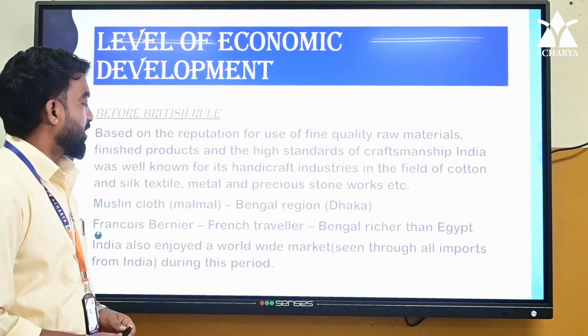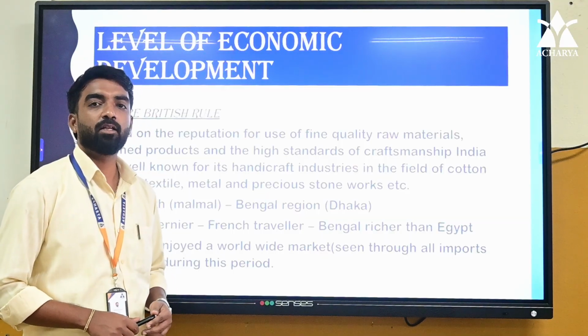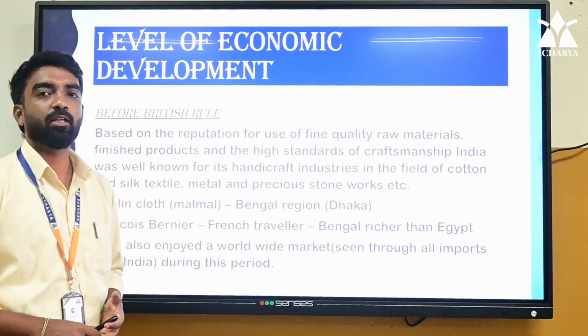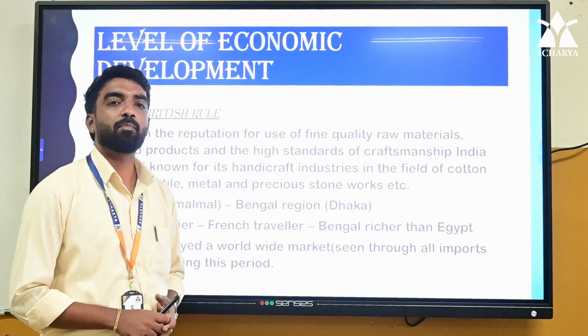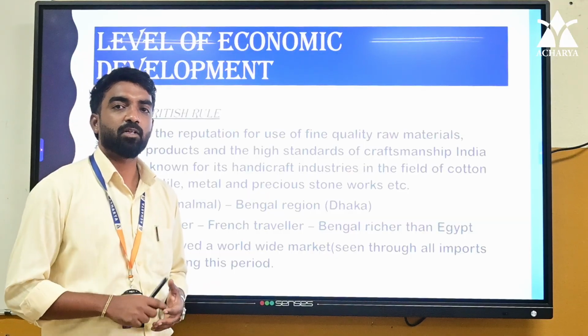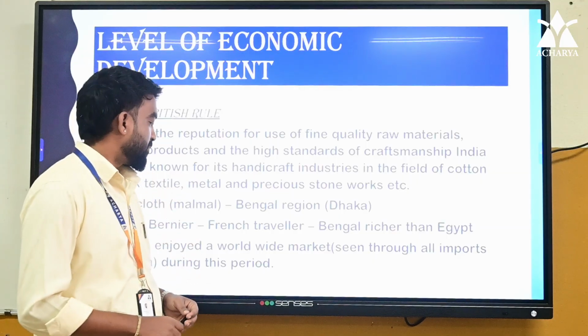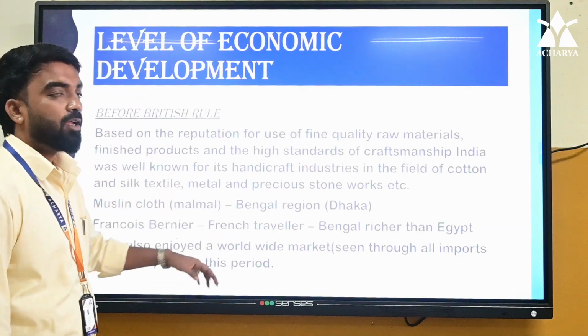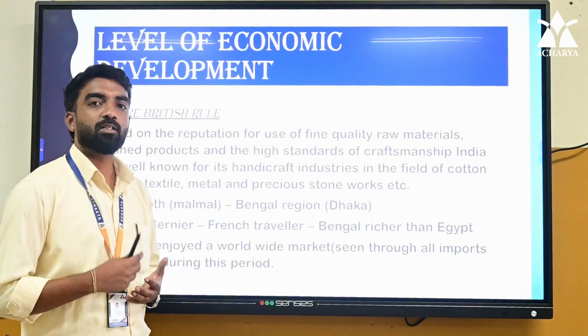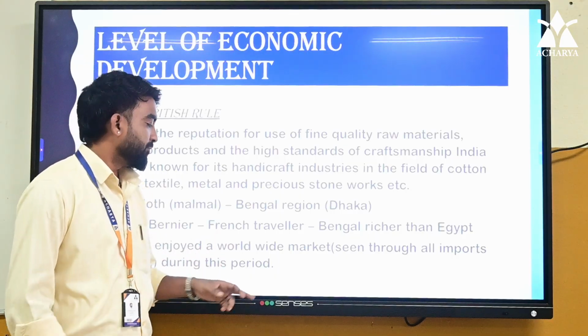The French traveler Francois Bernier, when he visited India, wrote in his book that Bengal was richer than Egypt. Can you imagine? A single state was richer than a country of the present world. And he also said that India had trade relations throughout the world.